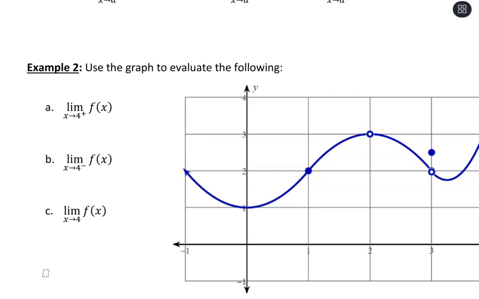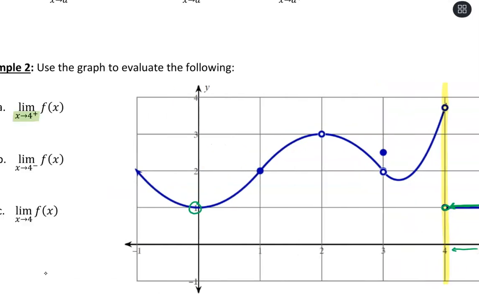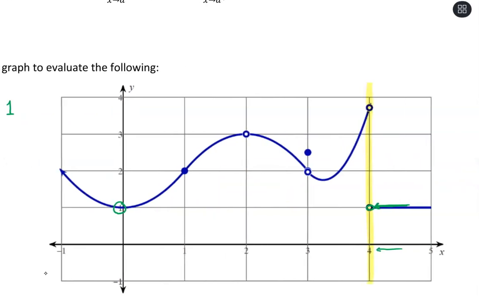Our first case here, we're looking as x approaches 4 from the right-hand side. As we're getting closer and closer to 4 from the right, our function is following that horizontal line. And our y value that we're getting closer and closer to, well, really our y value is just staying the same, is a value of 1. So our right-sided limit is equal to 1.